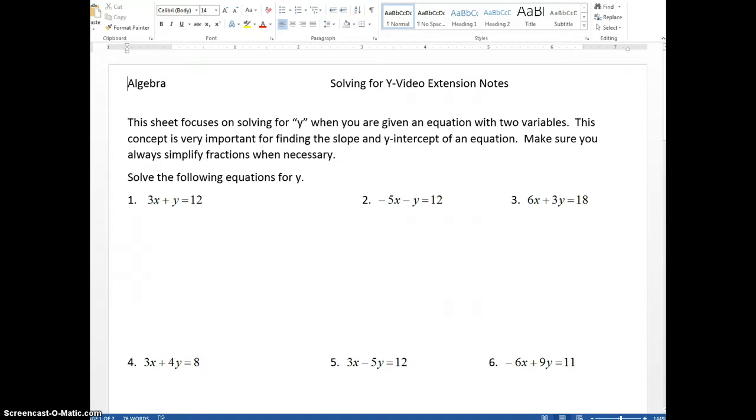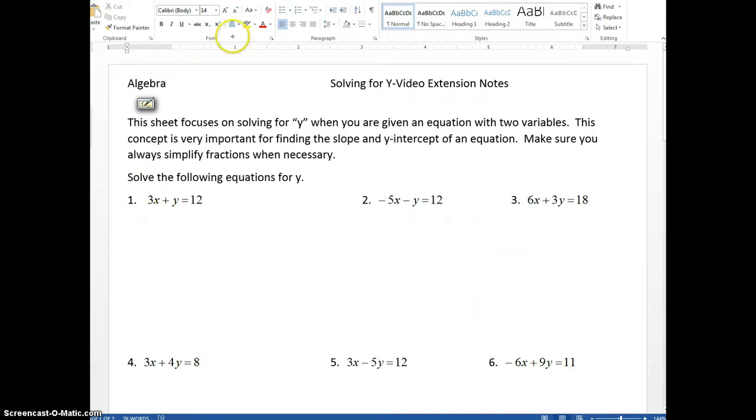Most of the equations we work with from this point on will have two variables in them, and those will generally be x and y. But in order to create a table of values, an input-output table, we usually solve for y first so that it's easy to input for x and get an output y right away. So let's go through some examples of solving for y.